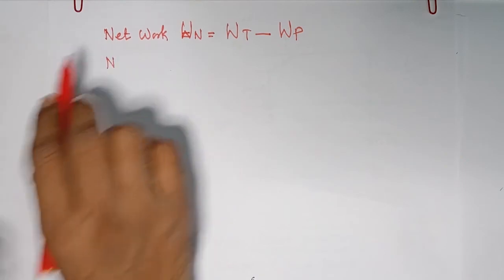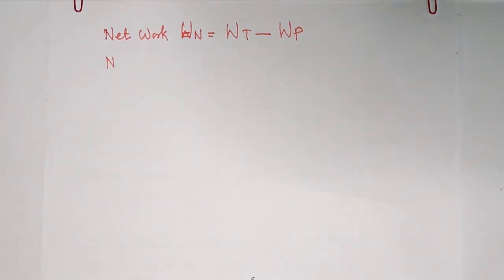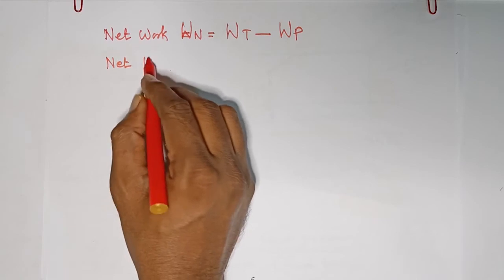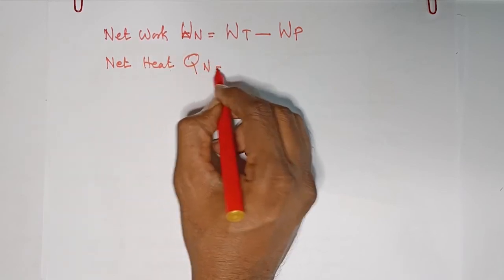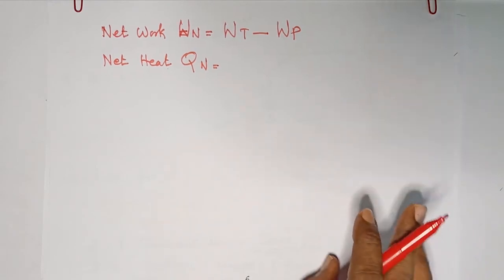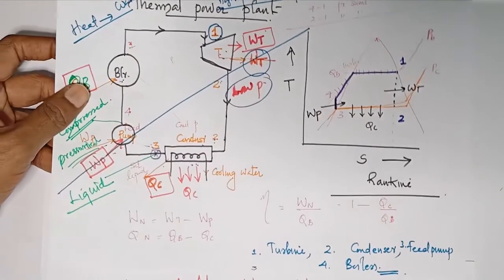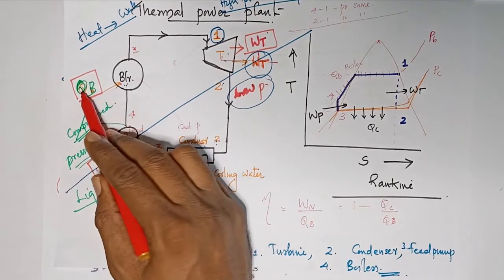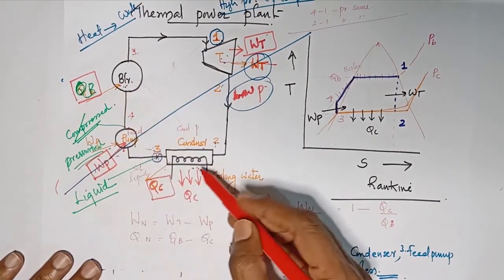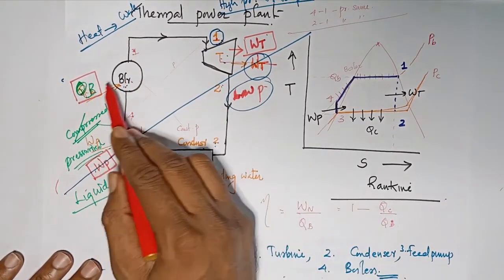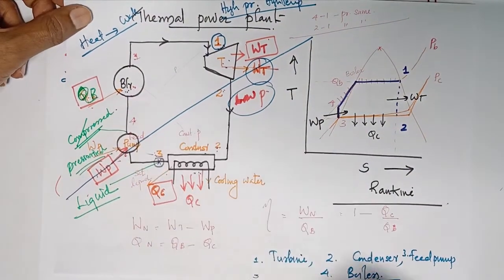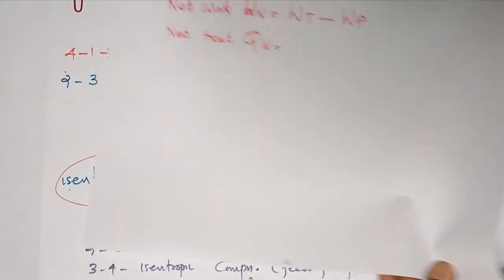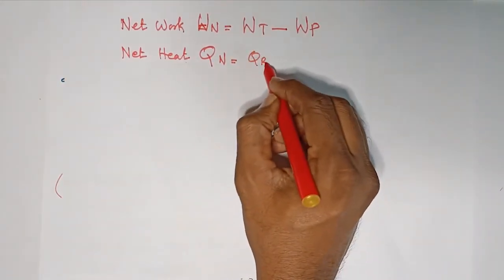What is the net heat interaction? Net heat interaction is equal to Qn. See, let us see the figure. You can see that there are two interactions, that is QB is in and QC is out. That is, QB we are giving in, QC goes out. So what is remaining? QB minus QC.